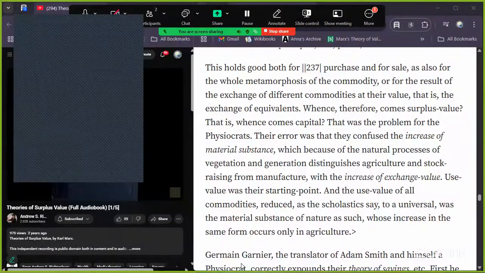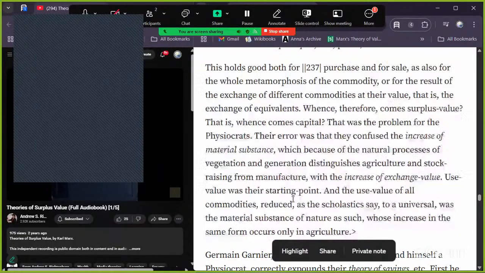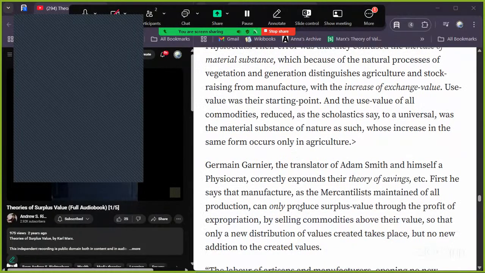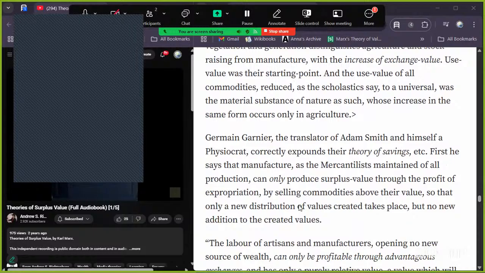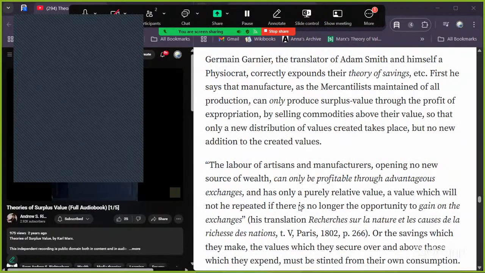Their error was that they confused the increase of material substance with the increase of exchange value. This increase of material substance, which, because of the natural processes of vegetation and generation, agriculture and stock raising are distinguished from manufacture. Use value was their starting point, and the use value of all commodities, reduced, as the scholastics say, to a universal, was the material substance of nature as such, whose increase in the same form occurs only in agriculture. Germain Garnier, the translator of Adam Smith and himself a physiocrat, correctly expounds their theories of savings, etc.